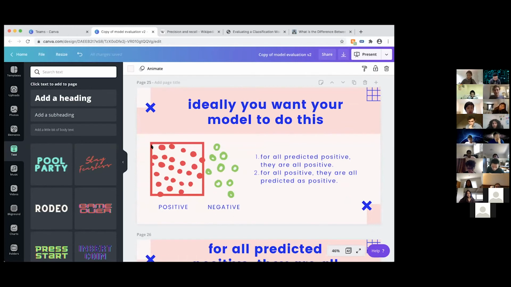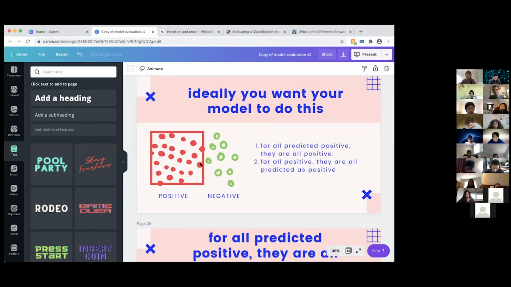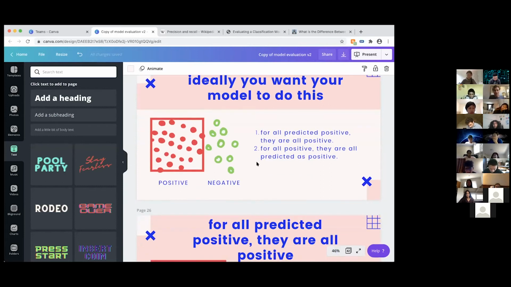So in a perfect world, our model is going to predict positive for all of the positive ones. For all predicted positive, they're actually positive. So everything inside that red box, we want it to be red. If there's a green one in that red box, that's not good. And for all positive, they are predicted as positive. So the same way we don't want green ones in the box, we don't want red ones outside of the box. In this perfect world, all the red ones are inside the box and nothing else is inside the box.